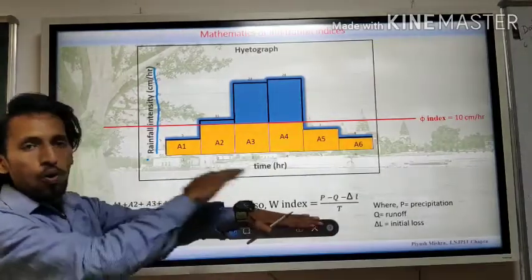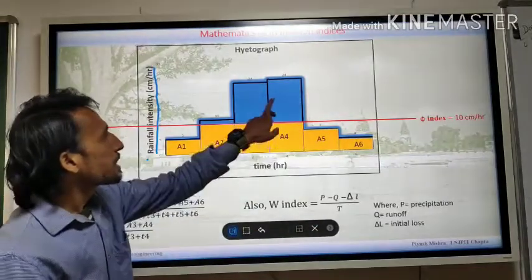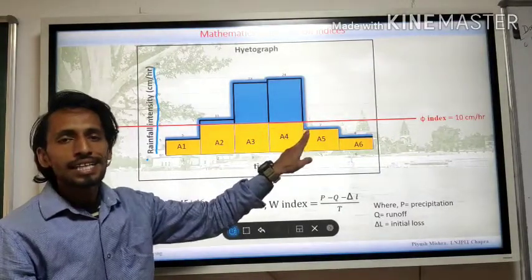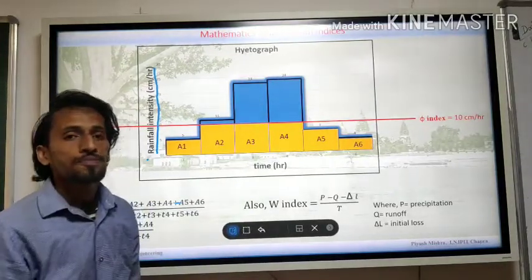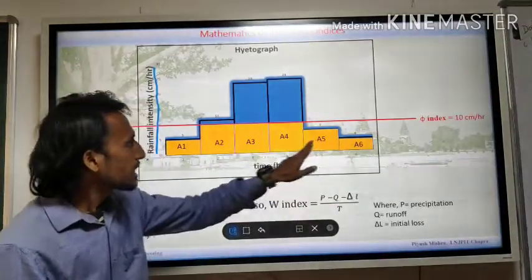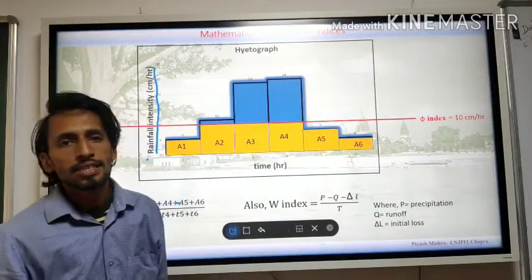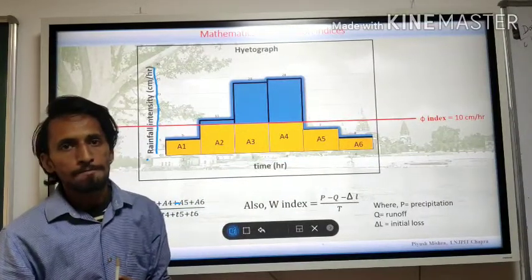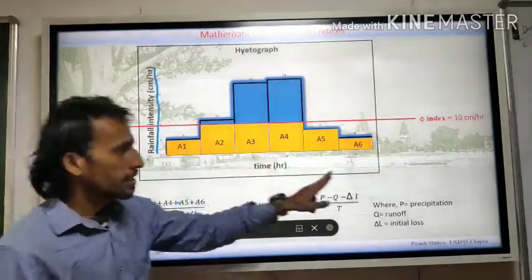Some water will flow. That flow is called your runoff. If you observe this, these blue lines which are greater than your phi index are nothing but your runoff value, whereas these yellow intensities are lesser than your infiltration capacity. So all this water will go inside the earth. If you understand this point, you can also calculate these values.